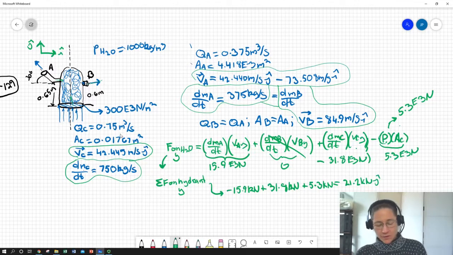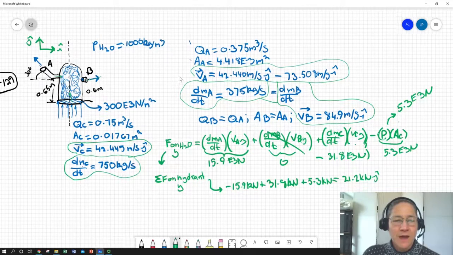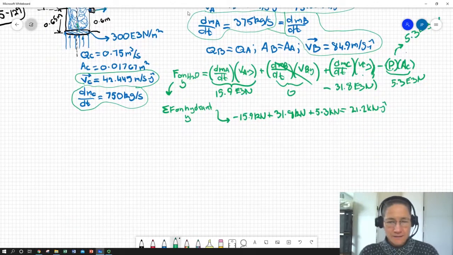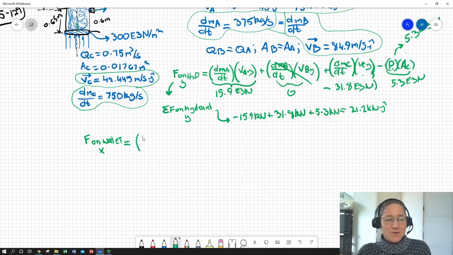We can go through a completely analogous calculation for our X direction. We can look at the force on the water by the hydrant to get the water to change direction in the X. And we can look at that at both points, or we can look at it at all 3 points, and some of them are going to be 0. So we can start with X.